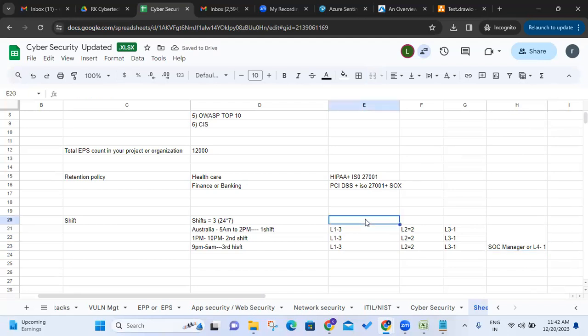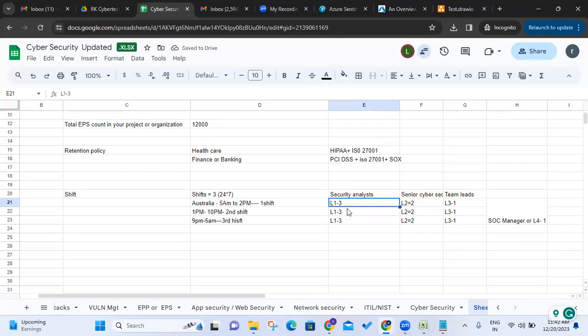Here, these are all junior analysts, these are senior analysts, and this is like a team lead or L3. Team leads are senior cyber security analysts, and this is junior cyber security analyst. That is if you choose 3 members as the L1 team. Otherwise, one more option: L1 has 2 members, L2 is 1 member, L3 is 1 member, in the similar way for first shift, second shift, third shift.